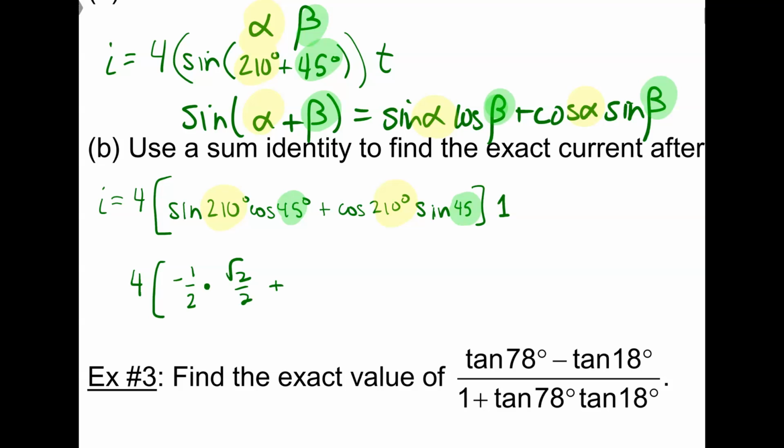So sine of 210, and cosine 210, remember it's right here. This is 210 degrees, which means you're looking at square root 3 over 2. So this is 30 degrees. Why isn't root 2 over 2 negative? Because it's cosine 45, and 45 degrees is in the first quadrant. We're all good.